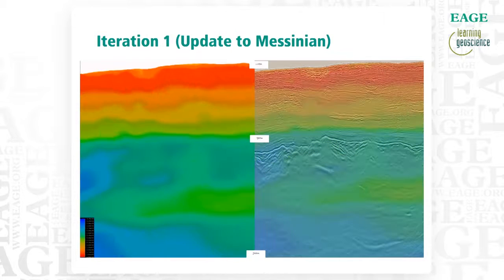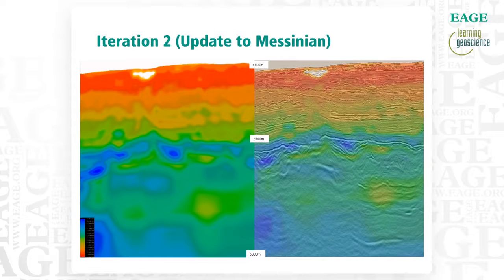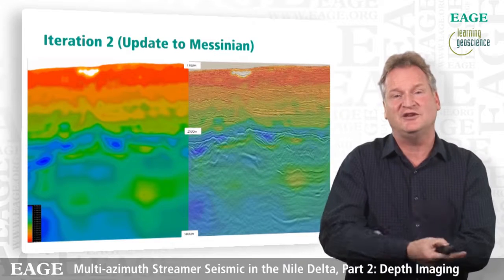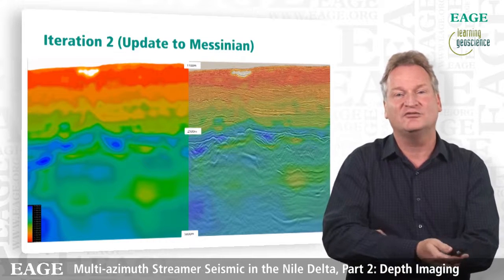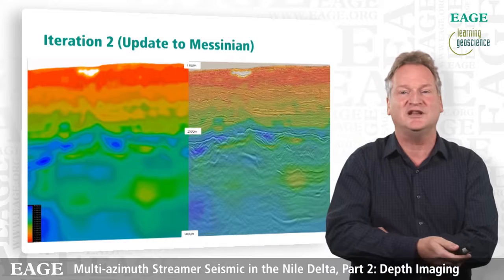So if I just go quickly back from iteration 1 to iteration 2, you can see that now the very shallow gas charge channel, the very low velocities there, really jump out at you, and it aligns very nicely with the seismic as well. You can also see, even though we haven't really updated very deep yet, that the resolution at the Messinian level is really improved.